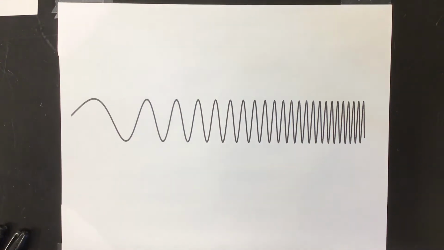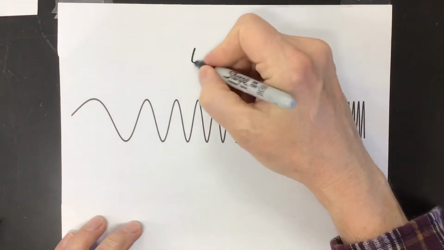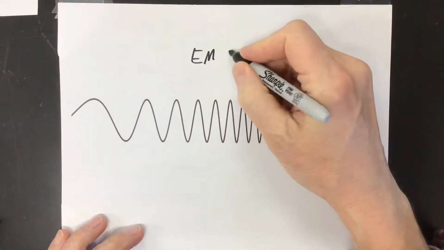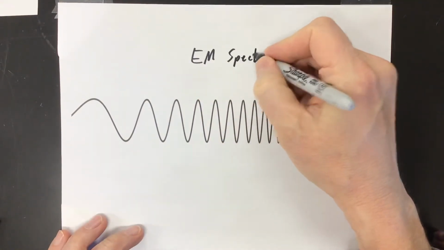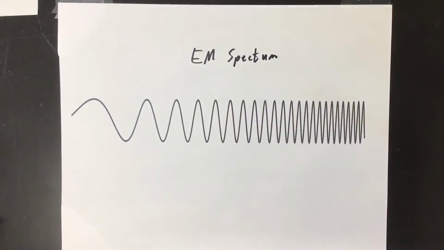All right, so today we're going to talk about the electromagnetic spectrum of light. Electromagnetic just means light, and not just light that you can see with your eyes, but the light that you can't see either. So that means radio waves, gamma rays, ultraviolet, infrared, all that.